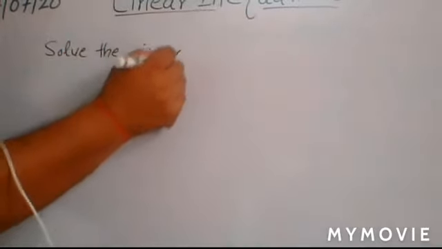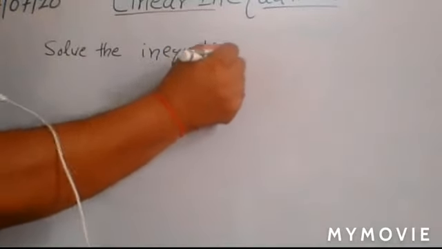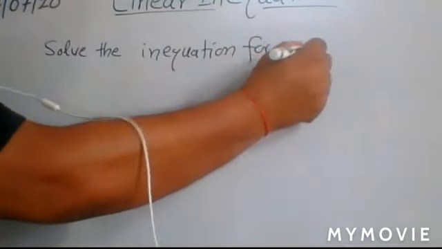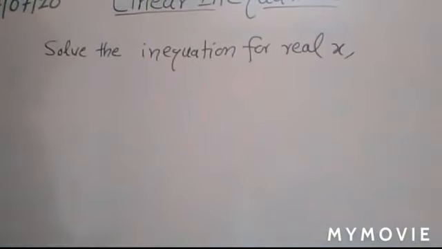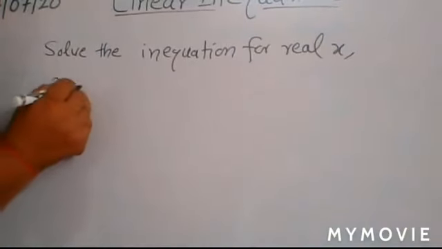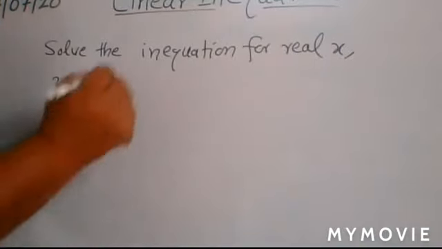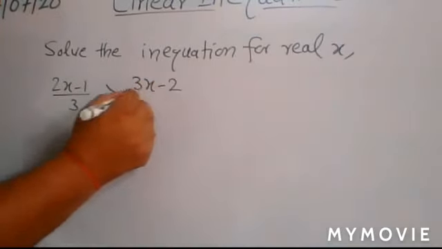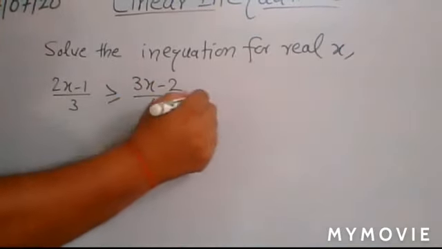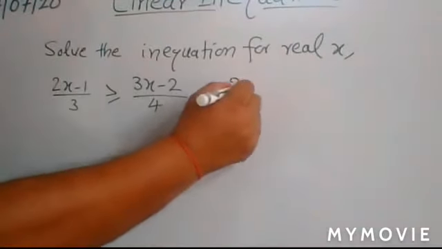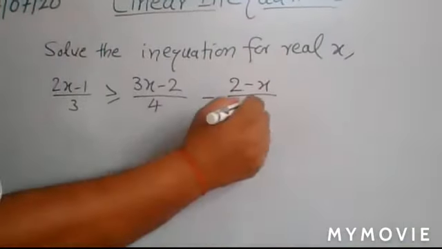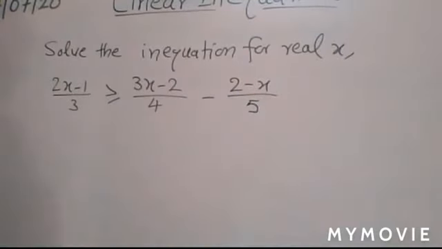Solve the inequation for real x, and here it is given: (2x minus 1) divided by 3 is greater than or equal to (3x minus 2) divided by 4 minus (2 minus x) divided by 5. You have to solve it for real x.